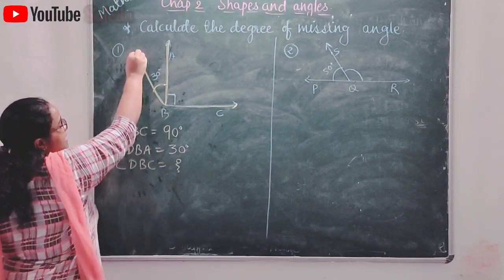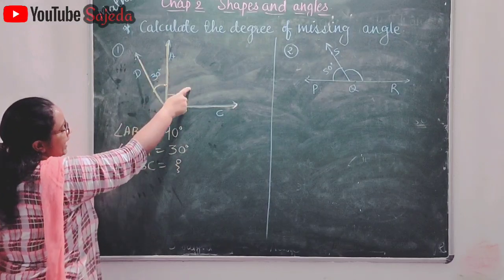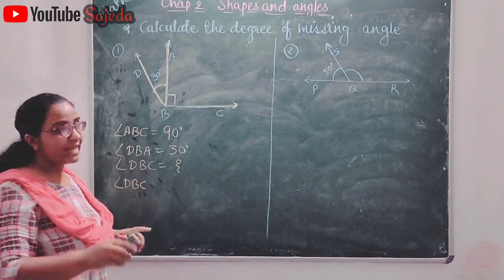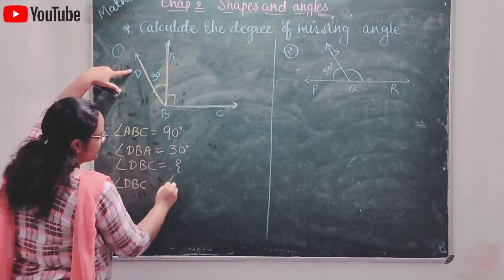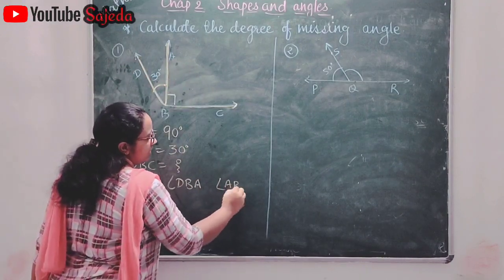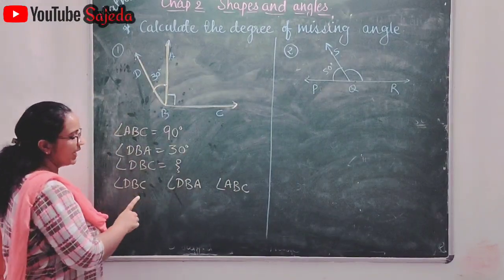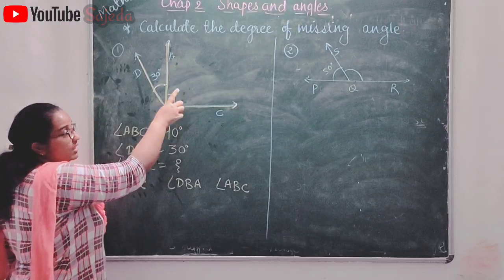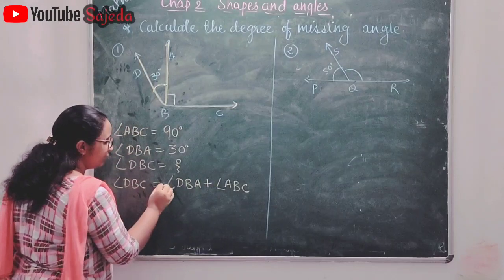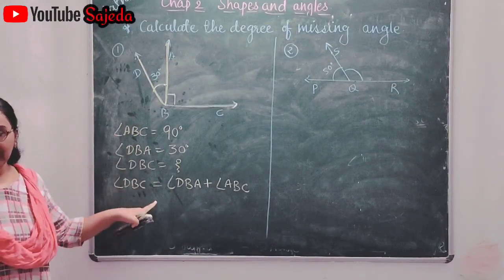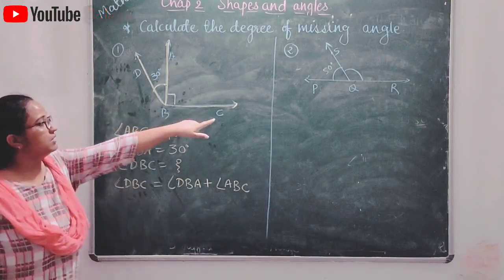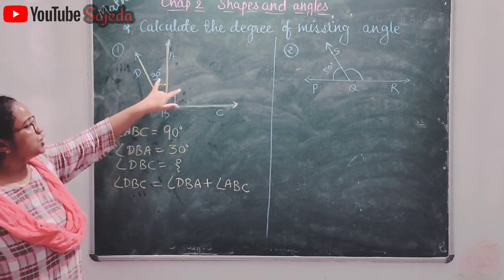Now how to find out this DBC? We know that this DBC is divided into these 2 angles. The whole angle DBC is divided into 2 angles. The first one is DBA and another is ABC. So we can find it out like this: if we add both these angles, DBA and ABC, we will find the bigger angle DBC. You must know how to write this equation. The biggest angle is equal to these two angles.